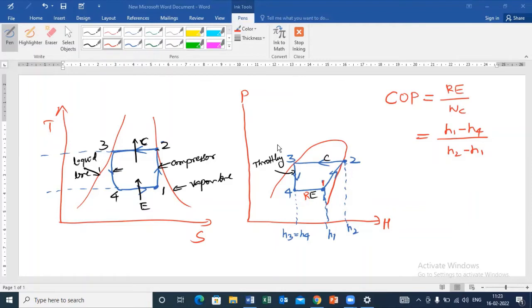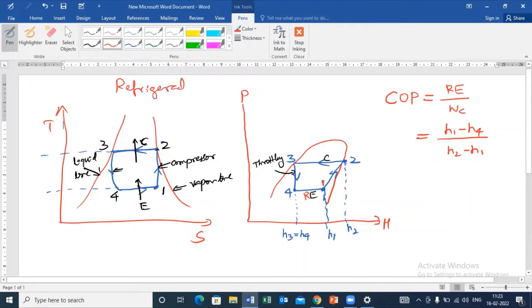Okay, good morning, students. So today we will learn how to solve the numericals of a refrigeration process. Here I am going to explain how to solve the numerical and what are the steps to remember to solve the numericals on refrigeration.